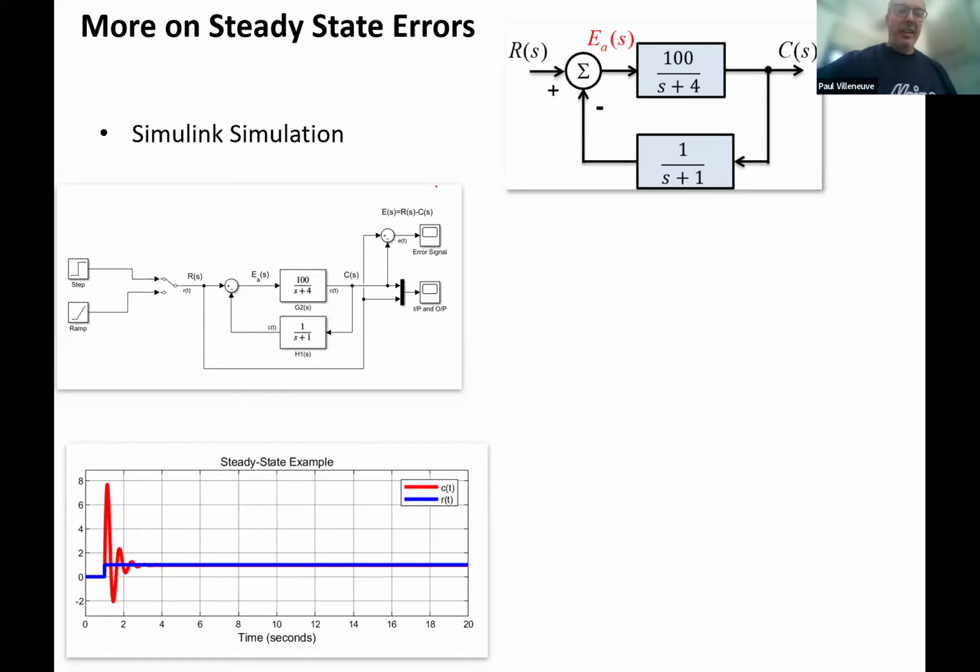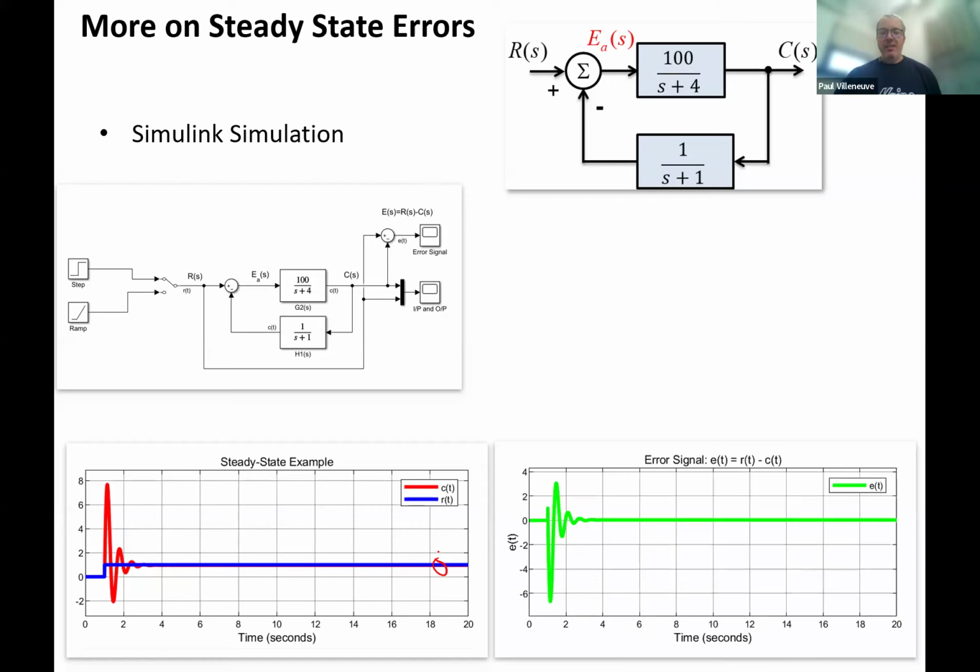How can you tell? Because look at R, right? It's a step input. And it's hard to see, but red is not directly on top of blue. You can see the two. So there's a small amount of error. If I compare it for my e of t over here, it's hard to see, but it's 1 over 26. So it's not exactly at 0. It's a pretty small number.